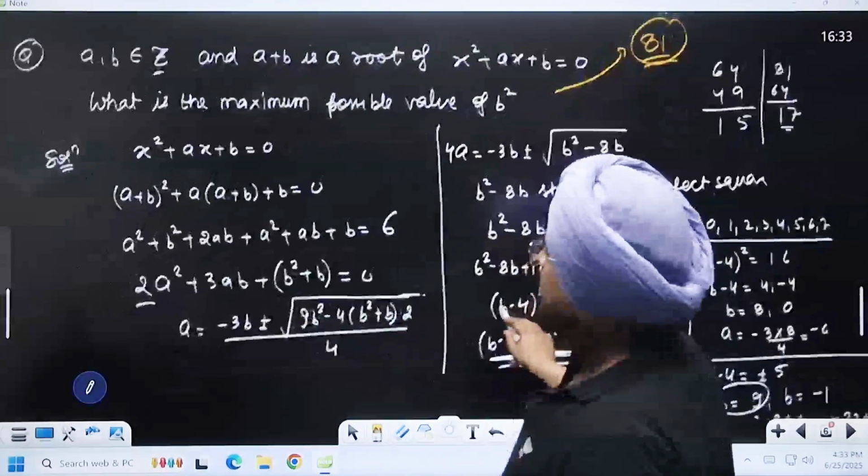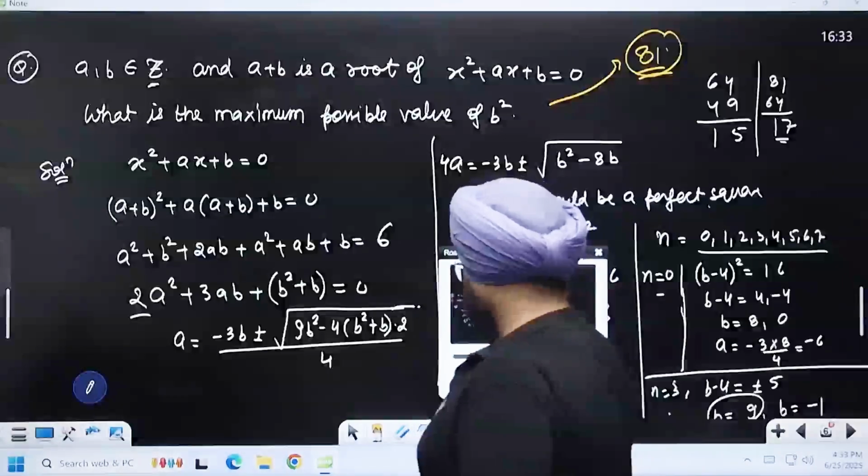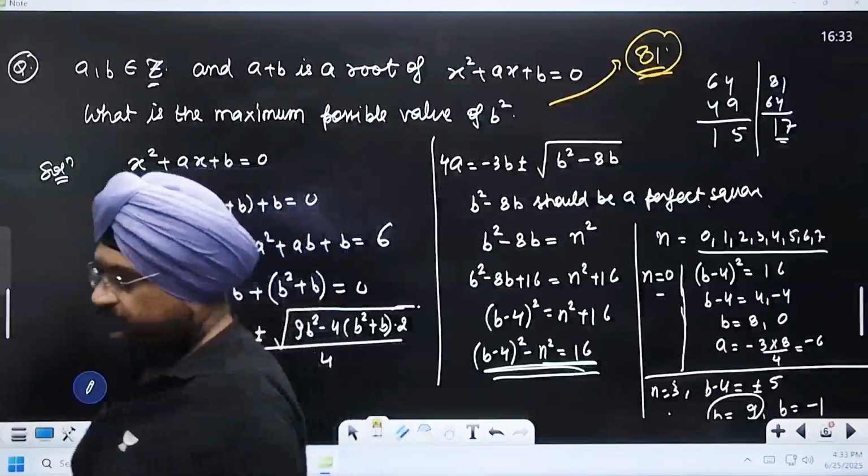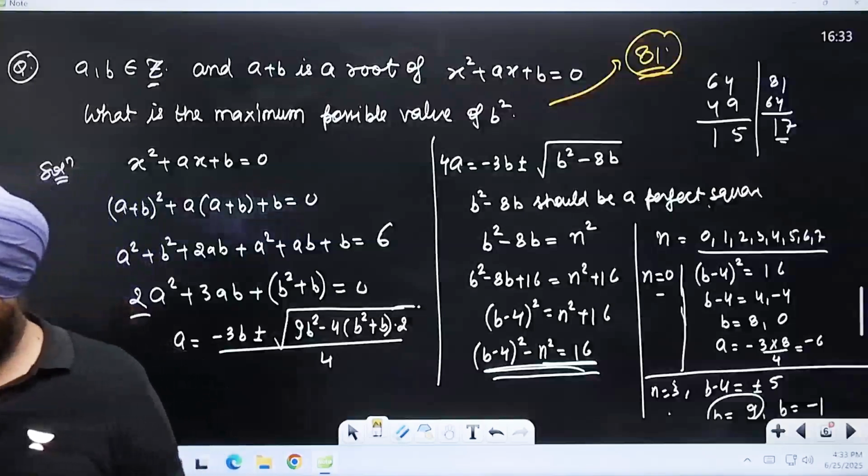So this was asked in either pre-RMO or IOQM. I think it is a problem of pre-RMO, PRMO. It is a very good question.